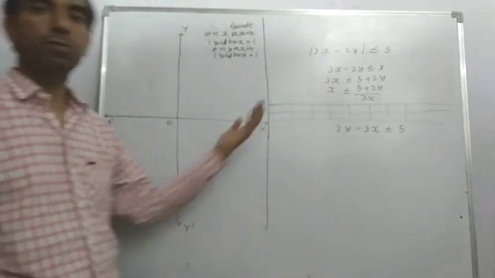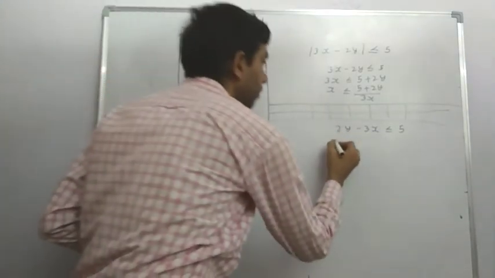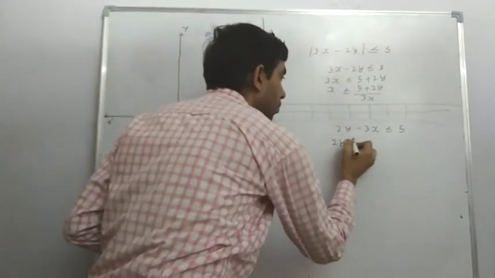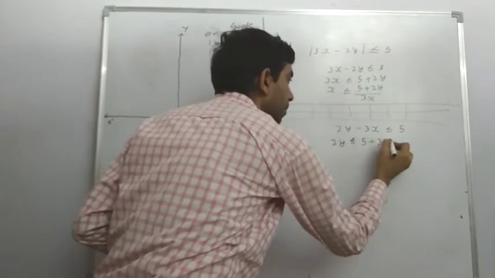And the second equation we do similarly: 2y less than or equal to 5 plus 3x.